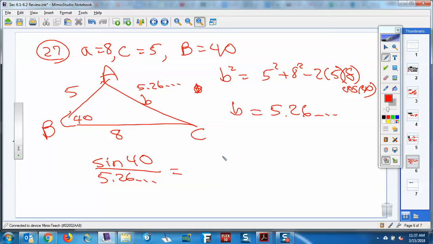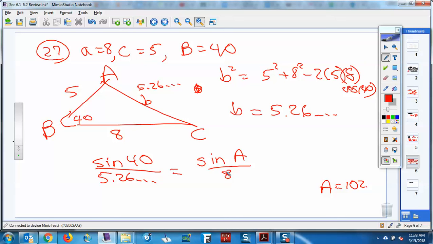Well, the answer in the book, A was 102.14, so originally I got the opposite of that, the reference. But tell me what you did. Do you see it? Sine 40 over 5.26 equals sine of A over... What did you do wrong? What strategy did he not follow?